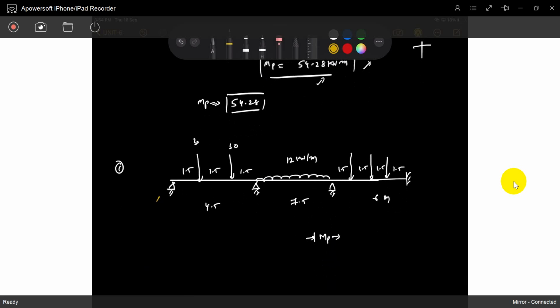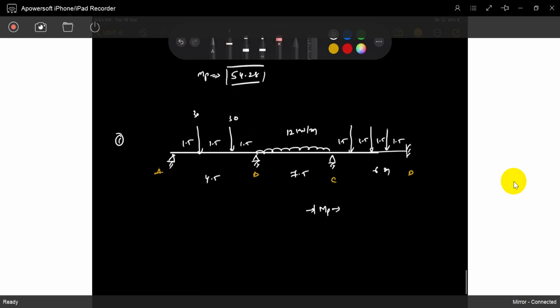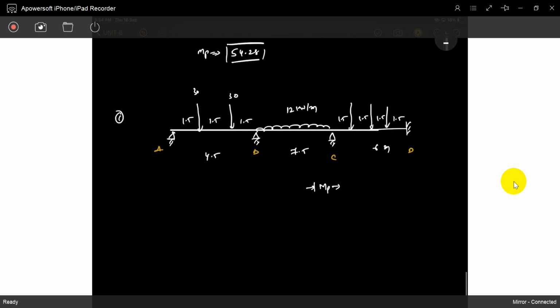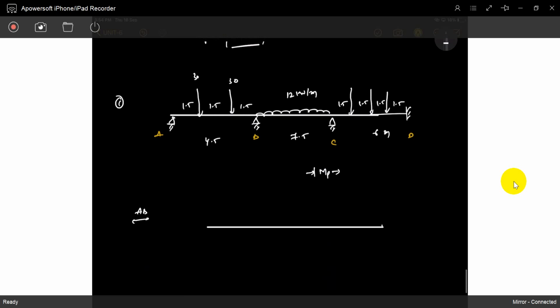So very simple. A, B, C, D. Choose it one by one. So take care. First we have the possibility of AB. What is the possibility of AB? B is fixed, so one hinge is required to collapse it. Otherwise it is unstable. One hinge is formed at B. Where is another hinge formed? Whether we have to form it under this 30 or under that 30? Second possibility, where?